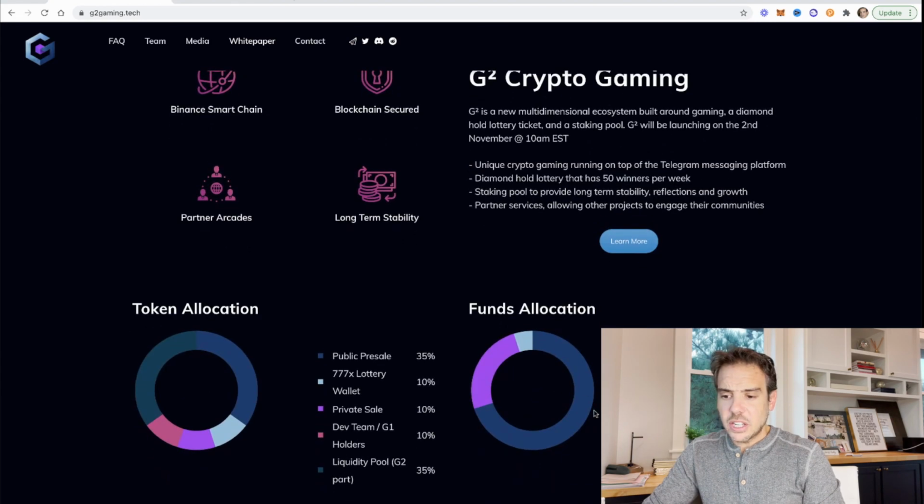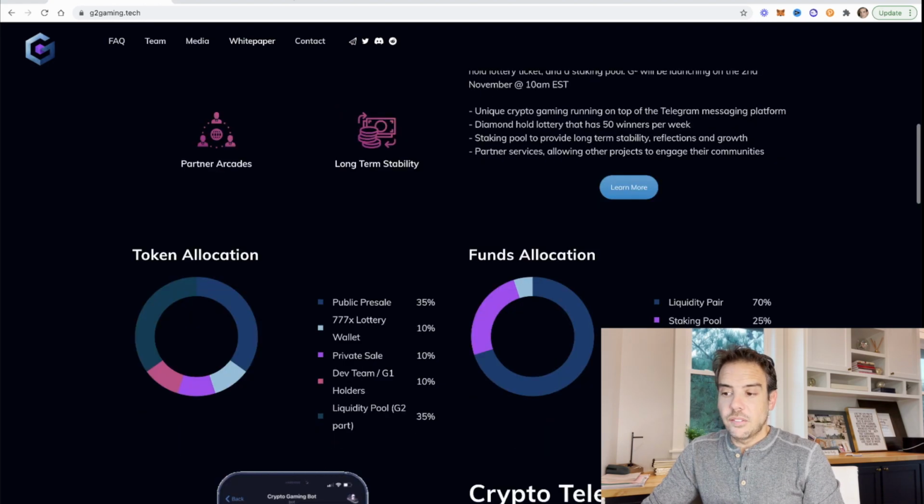And the token allocation, it goes through here: 35% for the public presale, 10% for the lottery wallet, 10% for a private sale. The dev team and G1 holders get 10%. And the liquidity pool gets 35%. And then the funds allocation: the liquidity pair gets 70%, staking pool gets 25%, and the marketing gets 5%.